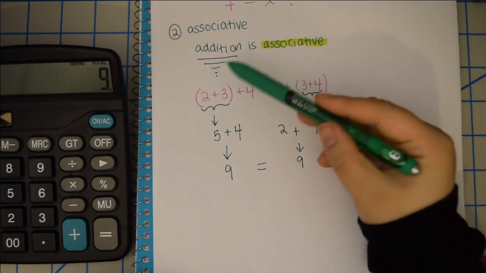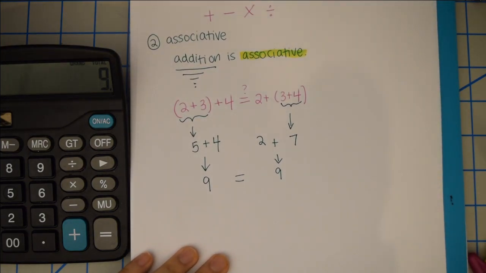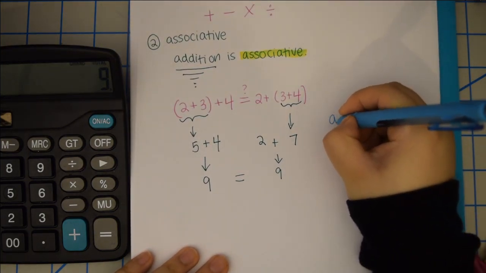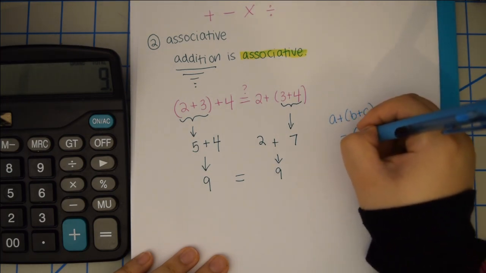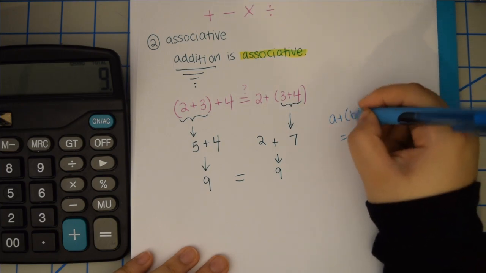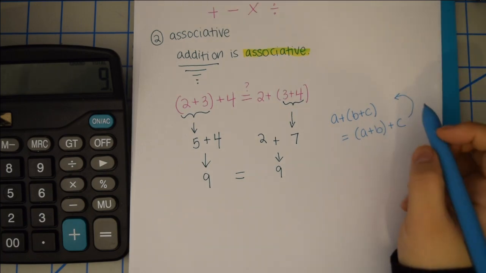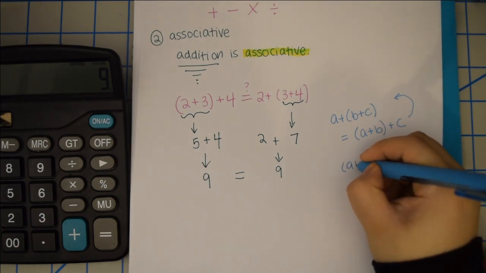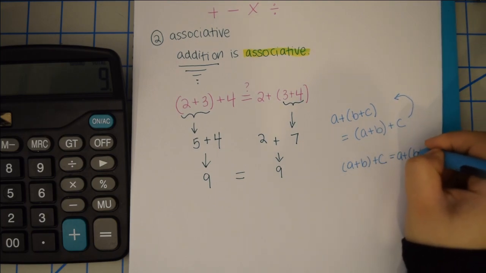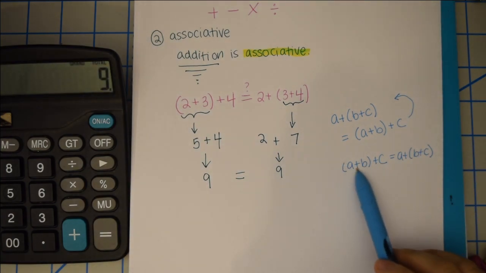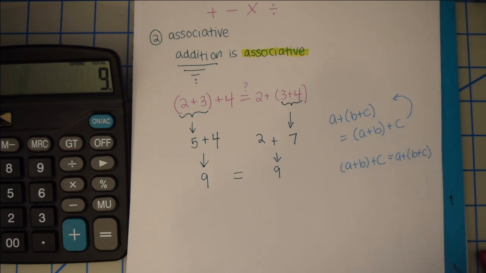That's the idea. Do you see what I mean by the regrouping? So if we want to generalize, we can say for addition, we do (a plus b) plus c equals a plus (b plus c). Generally it's written that way, just because we're usually grouping the first two first, and then on the other side we're grouping the second two.